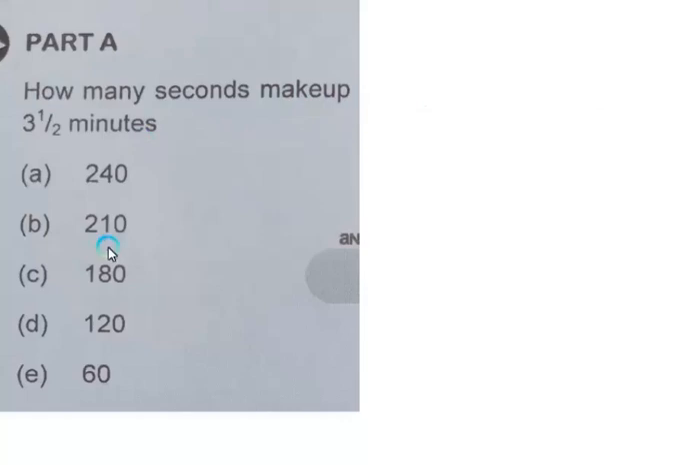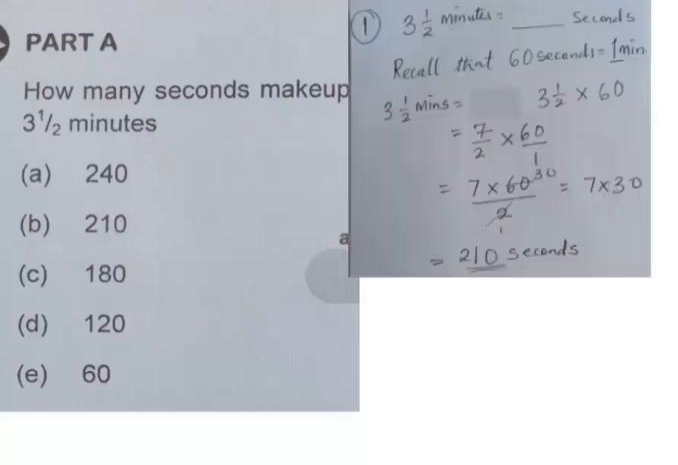So we have some options here, and I've done some of the answers. I provided the step-by-step methods to aid us in understanding the processes. Meanwhile, I will still explain, and also, for us not to spend so much time on this video, I'm going to explain step by step. So first off, the question here is for us to know how many seconds make up 3.5 minutes.